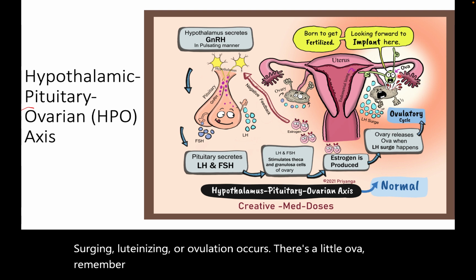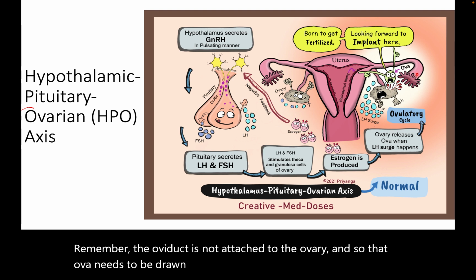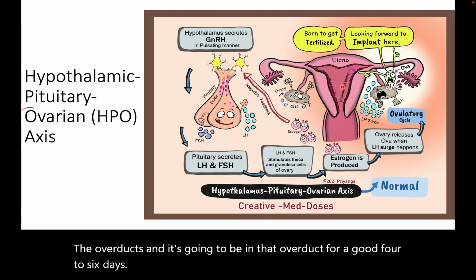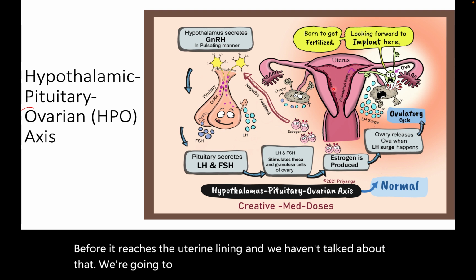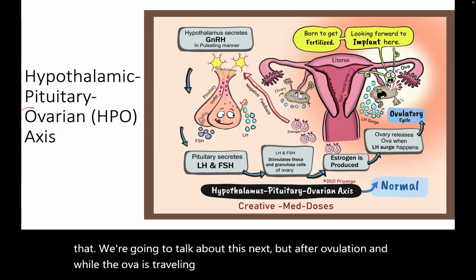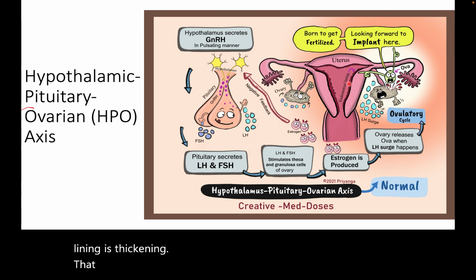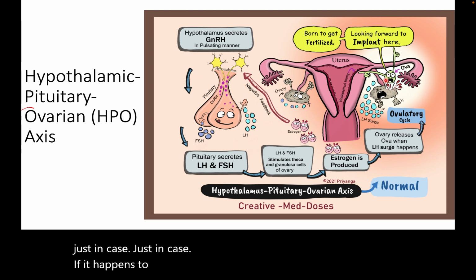Remember, the oviduct is not attached to the ovary. And so that ova needs to be drawn into the oviduct. And it's going to be in that oviduct for a good 4 to 6 days before it reaches the uterine lining. And we haven't talked about that. We're going to talk about this next. But after ovulation, and while the ova is traveling down that oviduct, the endometrial lining is thickening in preparation for the ova, just in case. Just in case it happens to be fertilized and we have ourselves an embryo traveling down here, it can implant.